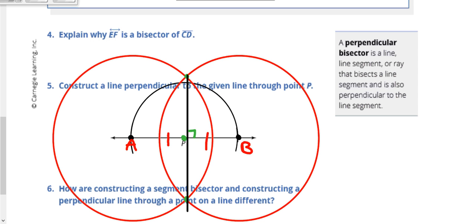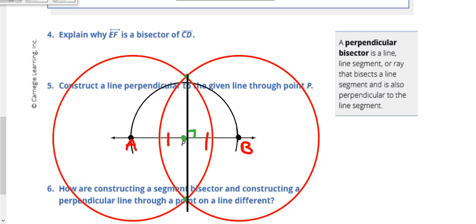So again, the steps on doing it: first, you have to draw an arc to get 2 equal points away from P. Then you stick your pointy end on P and you draw an arc on the line to where it intersects the line P. Label those, whatever you want to label them. I labeled mine A and B.